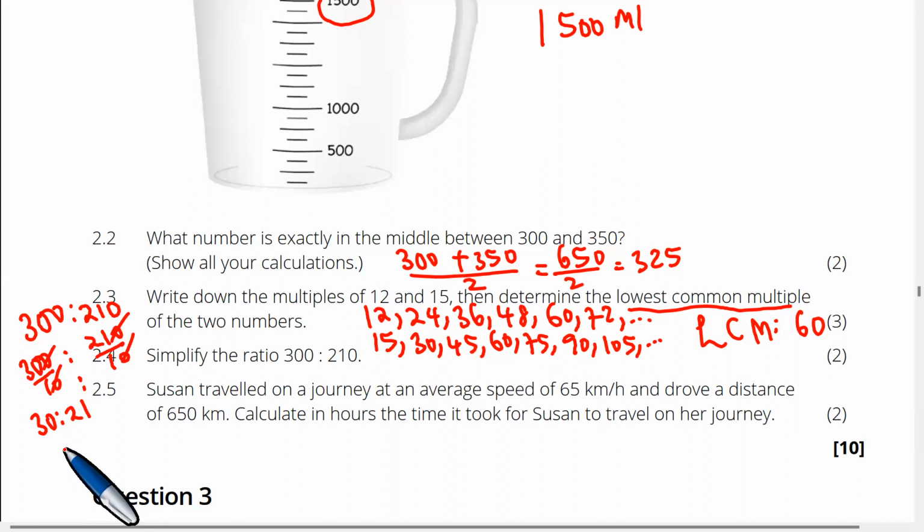Now you continue, because you can see that this one is divisible by 3. If you divide by 3 here, you divide by 3 there. 3 goes into 30 ten times. 21 divided by 3 is 7. So this is exactly the simplified ratio. You need to simplify the ratio. The answer is exactly 10:7. Let me give you another example.